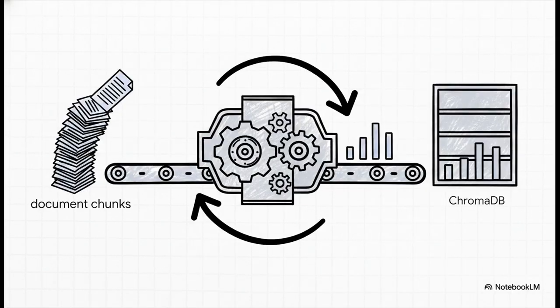And here we go. This is the engine room of the whole pre-processing phase. We have to create a loop that goes through every single one of those 453 chunks, one by one, turns its text content into a vector, and then carefully stores it in our ChromaDB library.